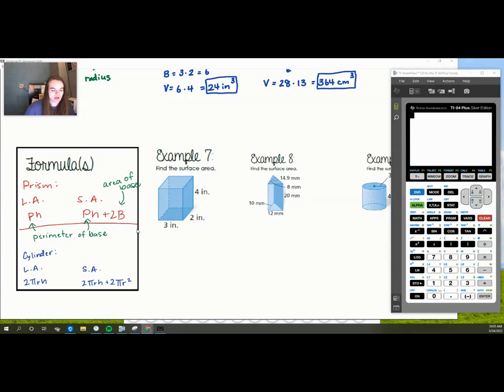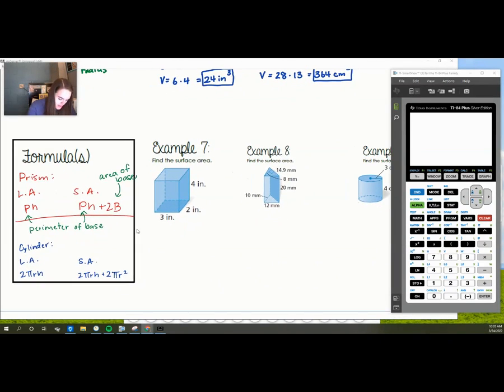So let's go ahead and talk about, we're only going to find the surface area. The only reason I gave you the lateral area formulas is because sometimes you're going to be asked to find the lateral area, so you might as well know how. Okay. All right, surface area.